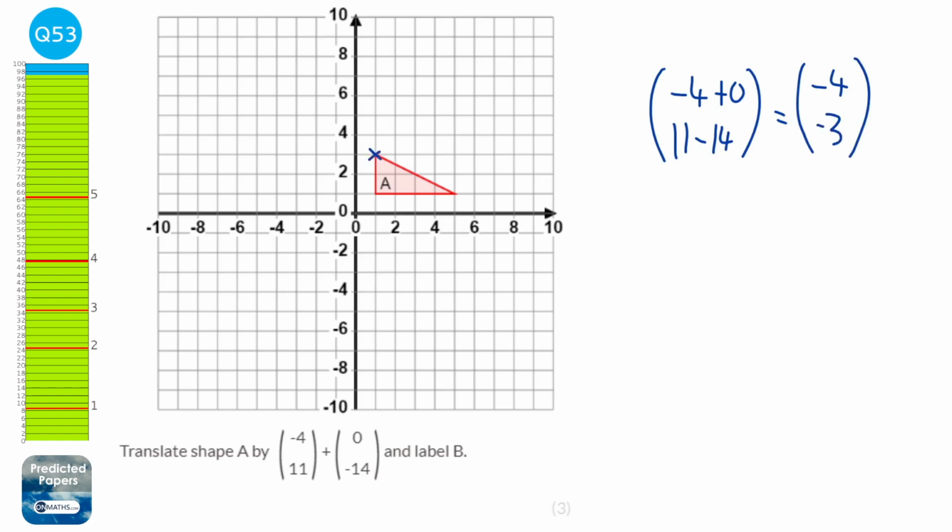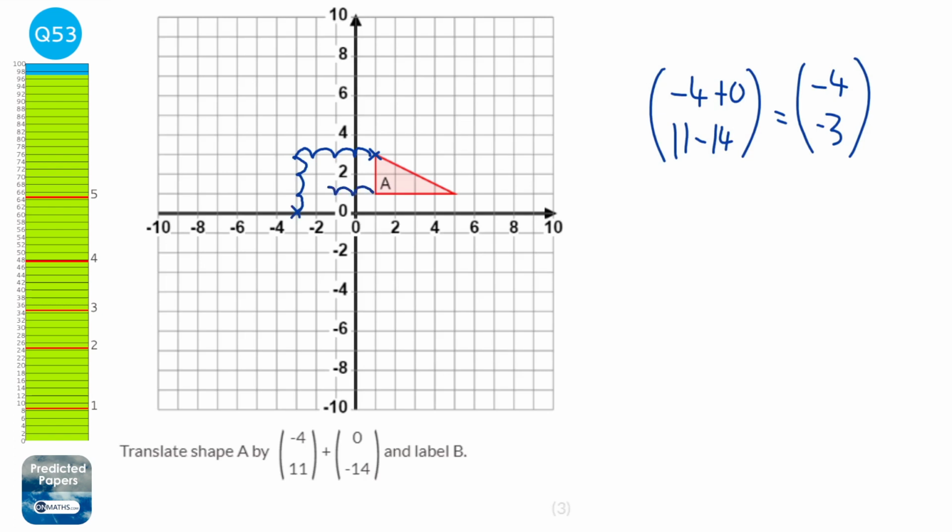Then I'm going to pick a point on my shape. The top one tells us how far right we're going. So we know we're going 4 to the left because it's a negative. So we're going to go 1, 2, 3, 4. The bottom one tells us how far up we're going. Well, it's going to be down because it's a -3. So 1, 2, 3. And we can do that for each of the other points.